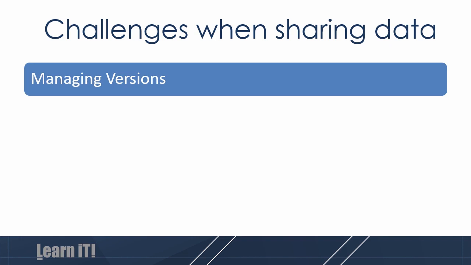Now, people try to circumvent this challenge in a variety of different ways. For example, they might try to put the date in the name of the file, or they might try to use version numbers in the name of the file, 2.0, 3.0. Edited today, edited tomorrow, final version.